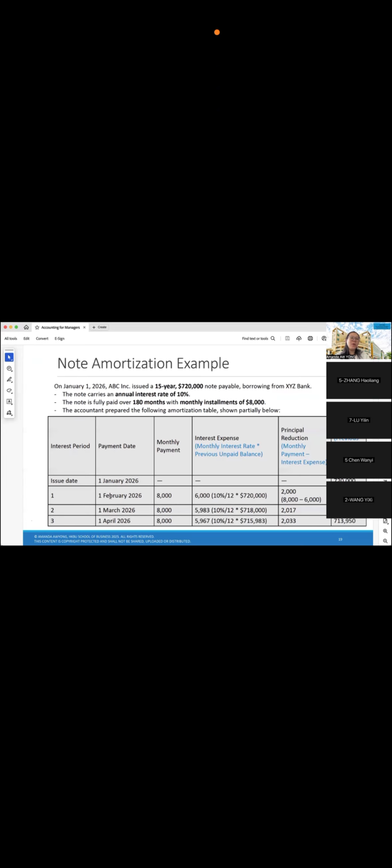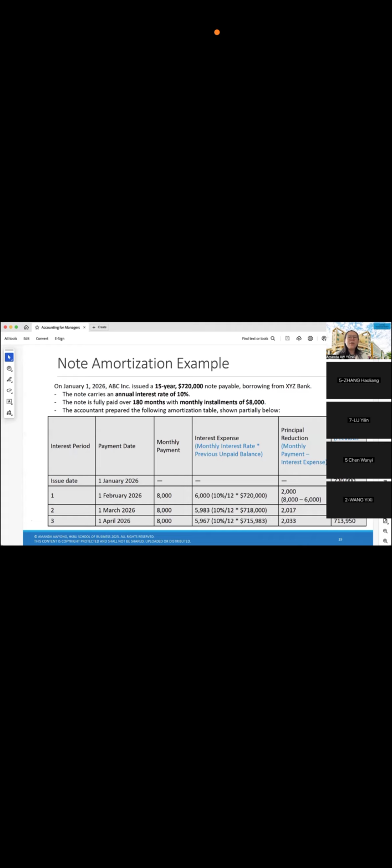Now, the interest period for the following month would be on 1st of March. Monthly payment remains the same. Interest expense would now be 10% divided by 12 months times 718,000, right, from the previous row. That would be an interest expense of 5,983. Principal reduction would be 8K minus 5,983, which equals 2,017. Okay, and the unpaid balance, of course, would be 718,000 minus 2,017, which equals 715,983.